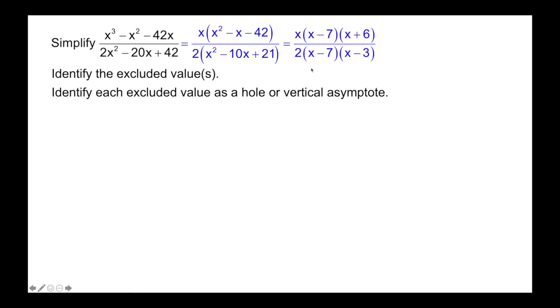Now the canceled part is going to be this part, the x minus 7's. That means I'm going to have a hole at 7, and then because x minus 3 is still in the denominator here, it's going to be a vertical asymptote at 3.